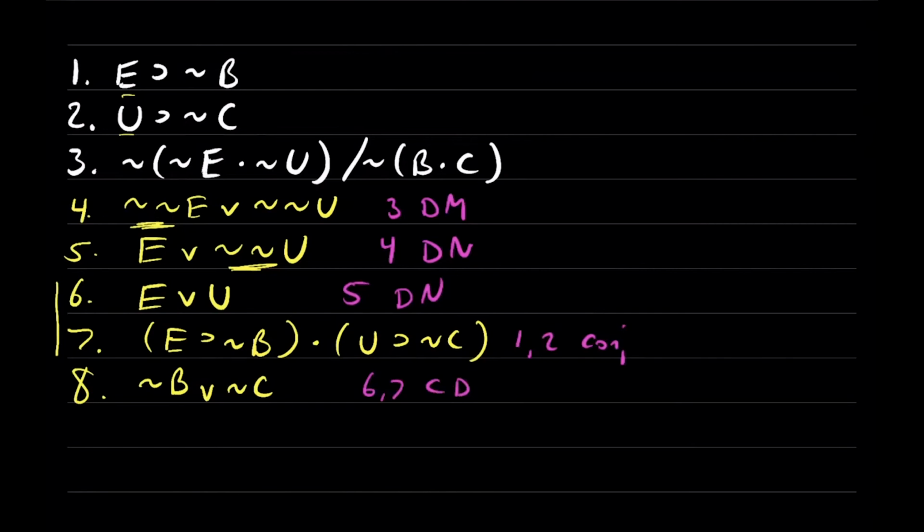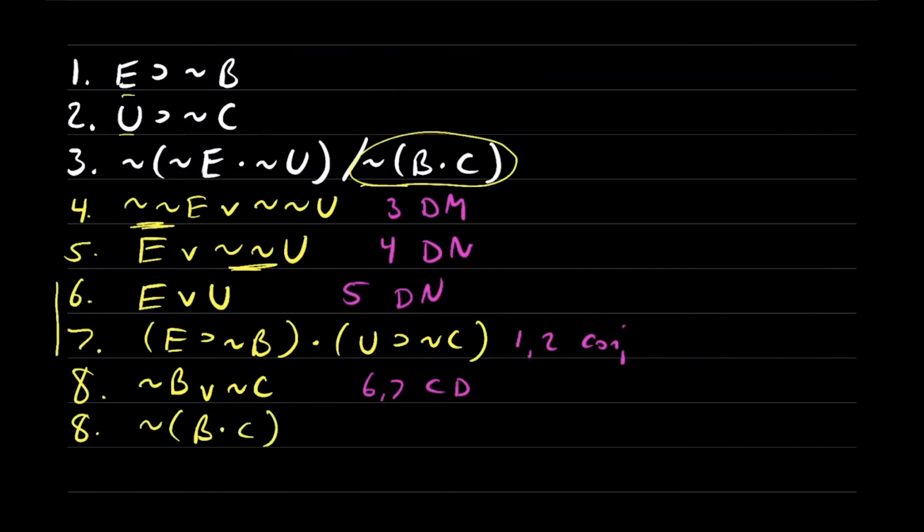Okay, so now is a good time to look at the conclusion. The conclusion is the negation of B and C. And by De Morgan's rule, if we could get the negation of B or the negation of C, we could get the conclusion. And we do have that on line 8. So using De Morgan's rule on line 8, we would get the negation of B and C.